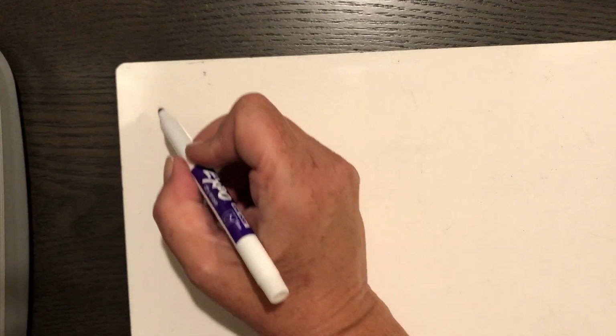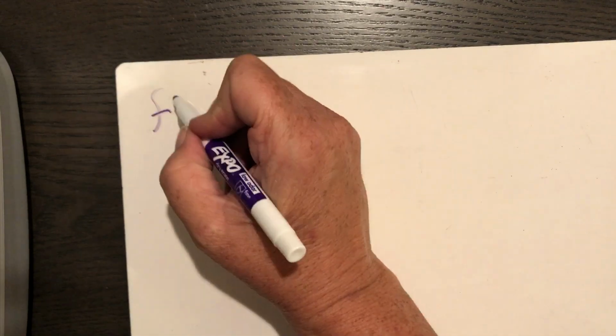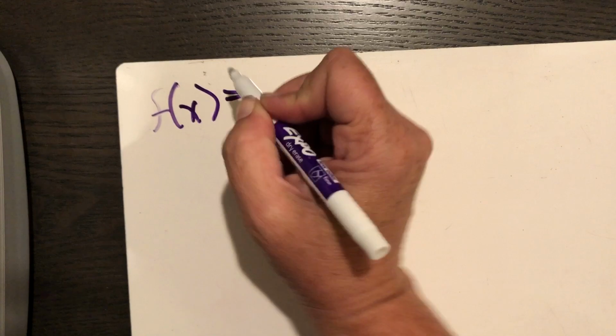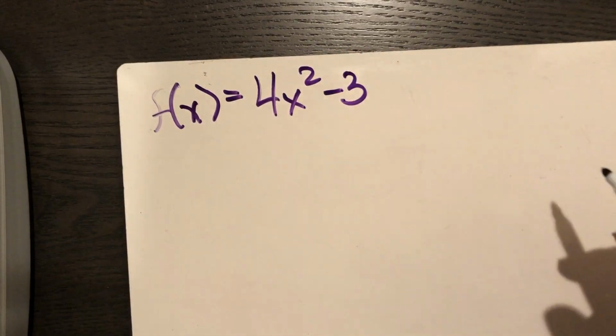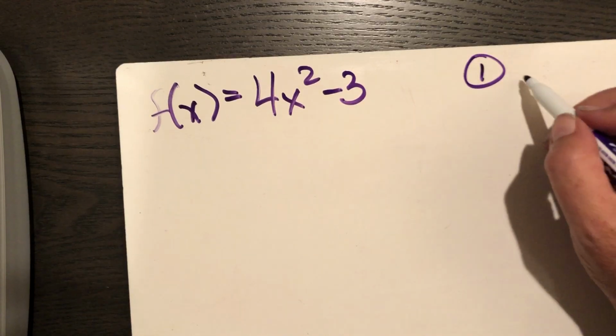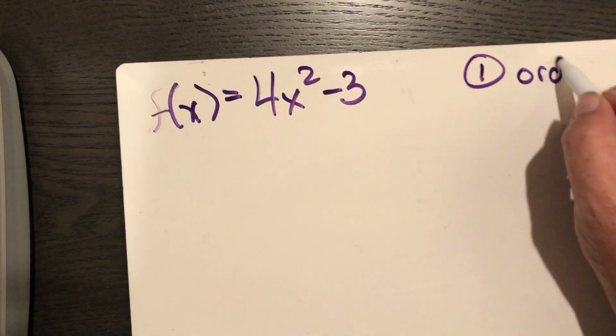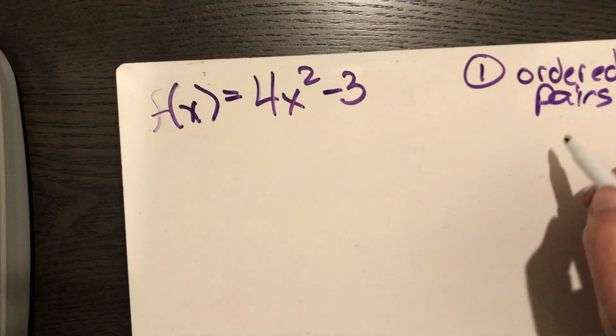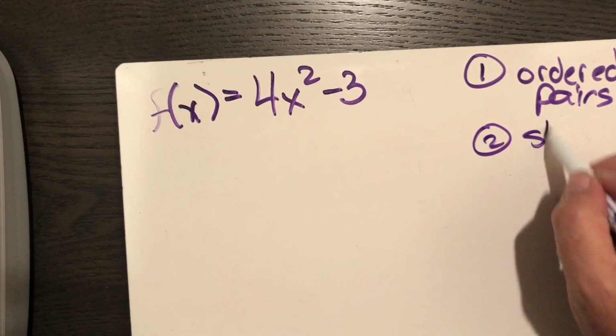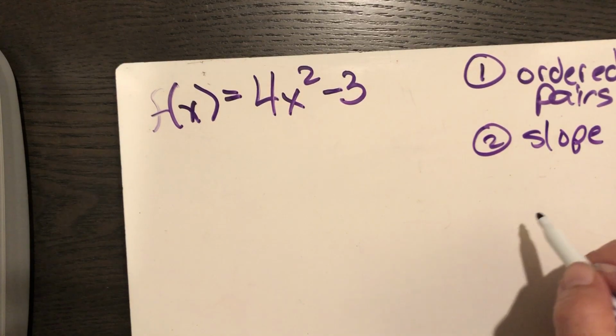Next we have rate of change, and we have x equals negative 1, x equals 3, and the function that was given is f of x equals 4x squared minus 3. Remember, there are 2 steps for this. You need to get 2 ordered pairs by substituting, and then you need to do slope. That's a very short version of that.